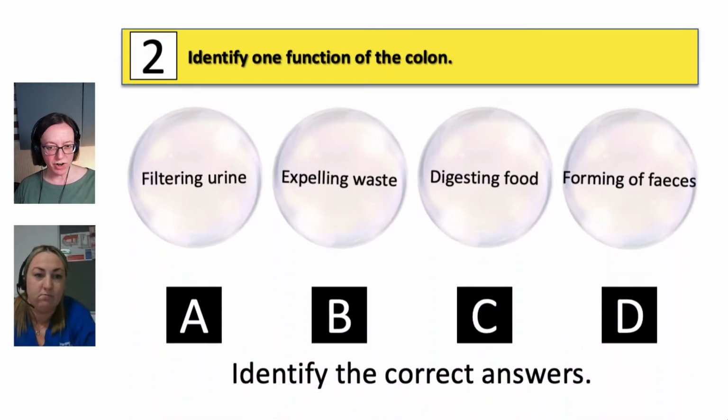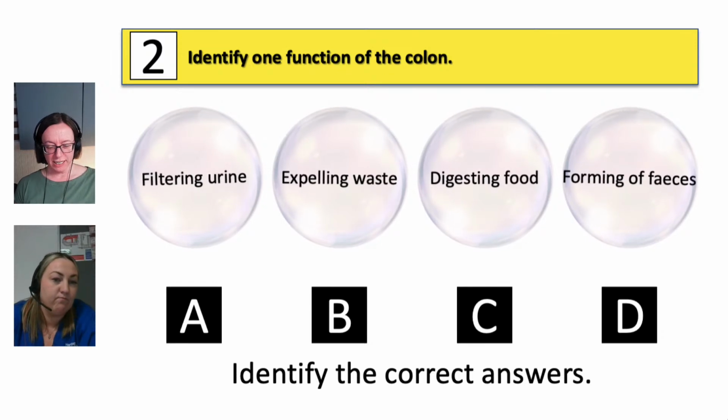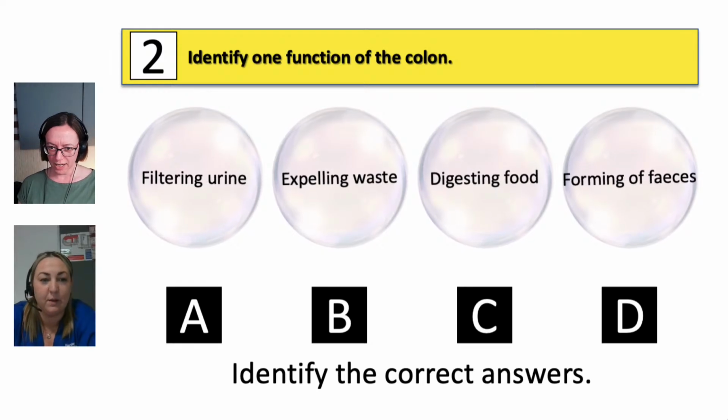Okay, identify 1 function of the colon. Remember, we said that the colon comes last in the alimentary canal, which might help. Does the colon A, filter urine, B, expel waste, C, digest food, or D, form feces? What do we think? Feces, by the way, is the scientific term for poo. Filtering urine, Charlotte, yes or no? No. Digesting food, yes or no? No. Okay. B and D I would go with.